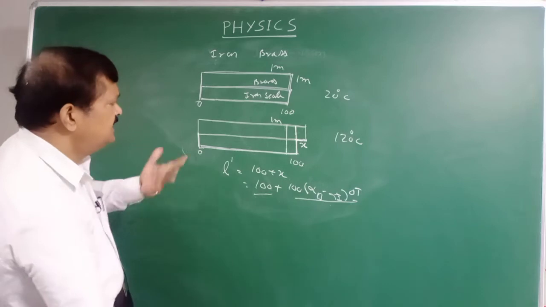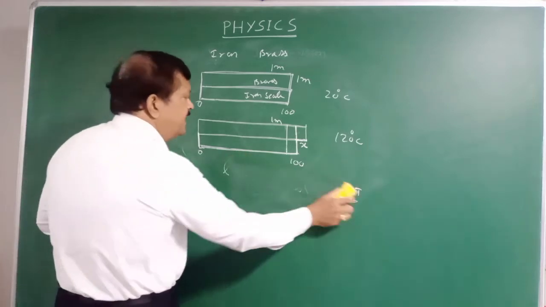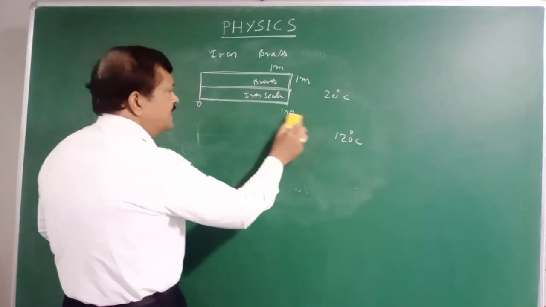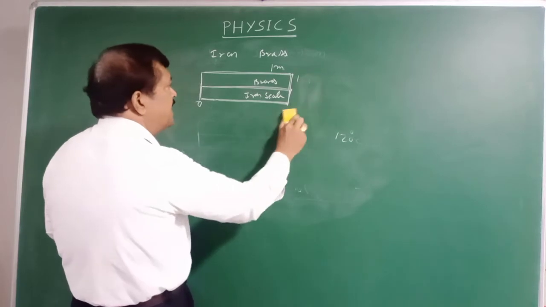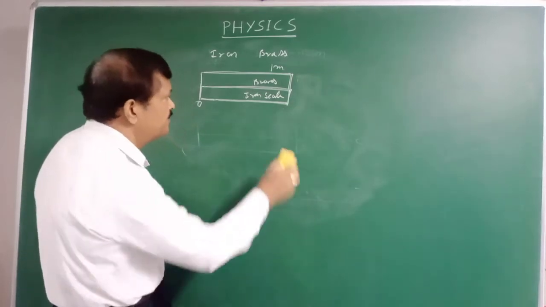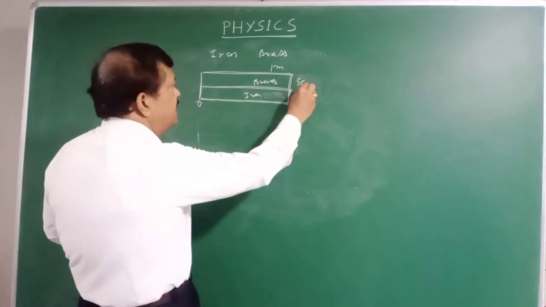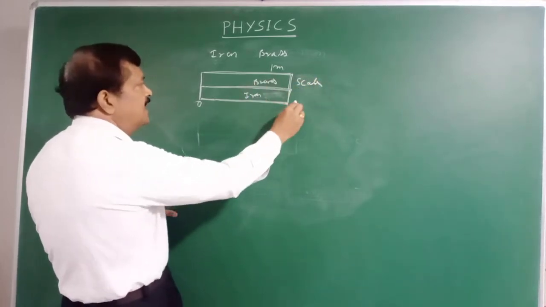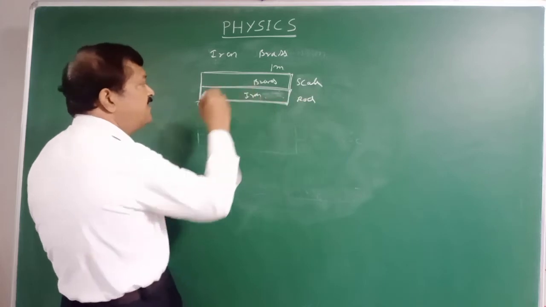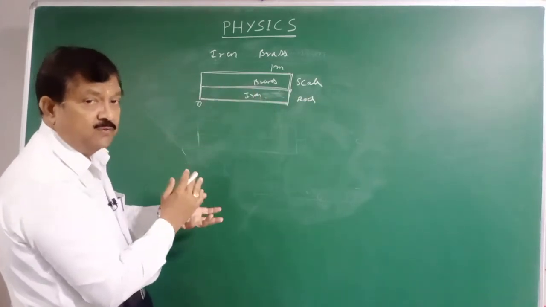Now there is a possibility that there can be a different case where the brass scale, suppose you are using it and you are measuring the length of an iron rod, and the scale is made up of brass and this is a rod made up of iron. Then what do we have to do?